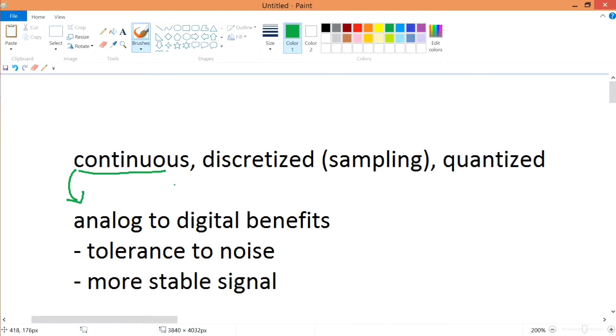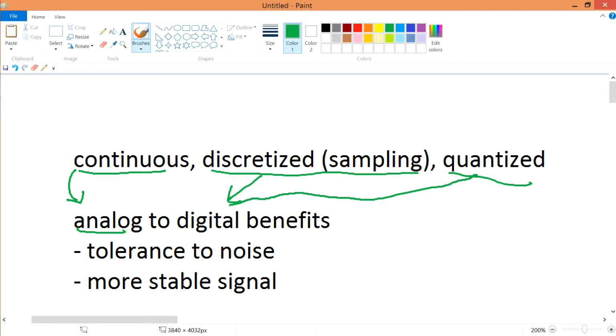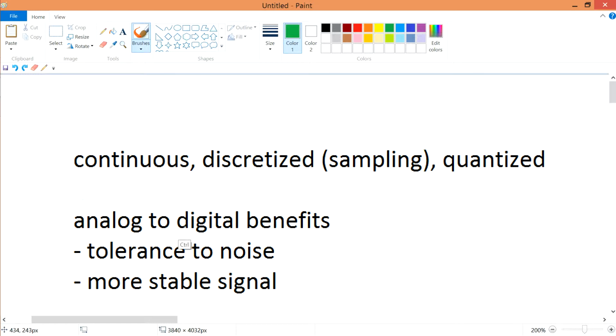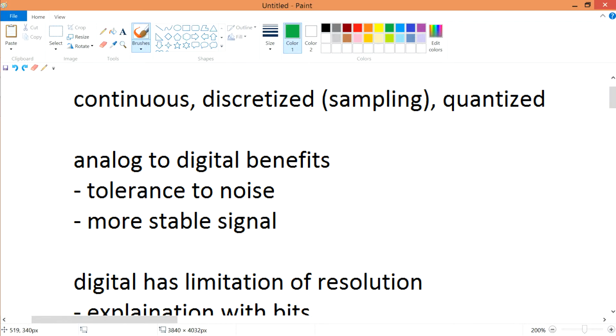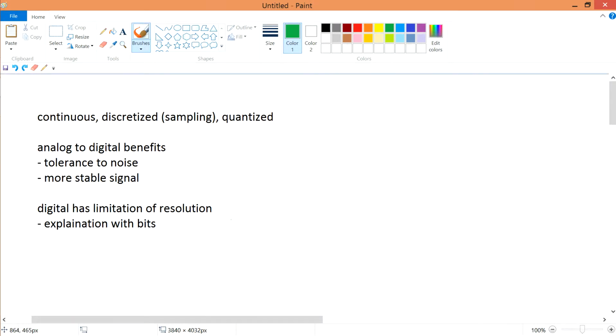So if you want to change the analog system into a digital one, we can process it in terms of the sampling and quantizing methods that we have said earlier. The discrete and the quantized are all inside this digital manner, and analog is simply the continuous. And to digitize this analog or continuous system, we can actually reduce noise and have a more stable signal, so somewhat you can filter out all the noise. I'll not go into details, but this is just a brief look at the analog to digital benefits.